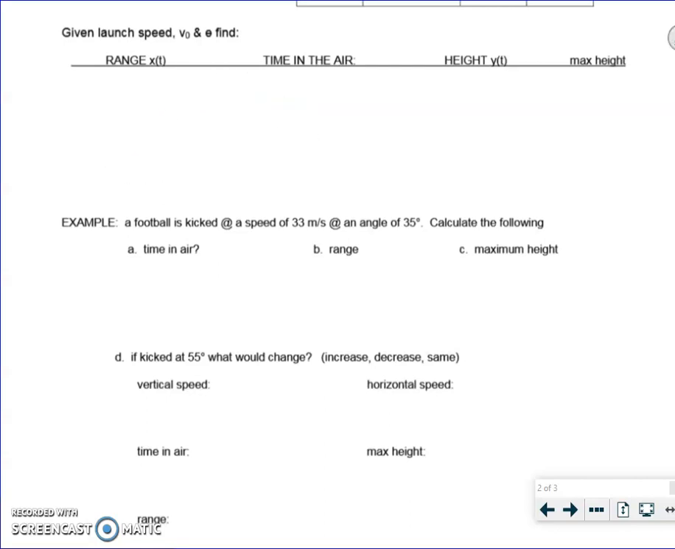So I'm told a football is kicked with a certain speed at a certain angle, and that's all you're told, and we can figure out how much time it's in the air, how far it went, and how high it went.